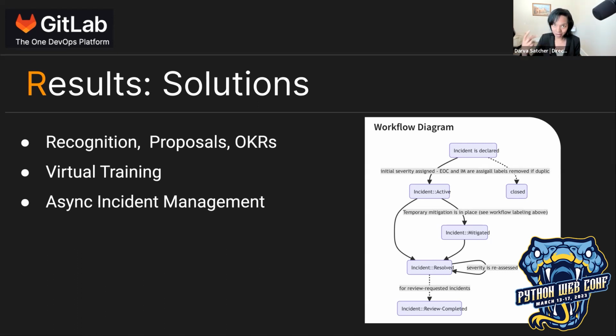The incident was still going on after I left work that evening. The incident was still going on when I went to sleep. So the next day I wake up and I have to report on the status of this incident to leadership.